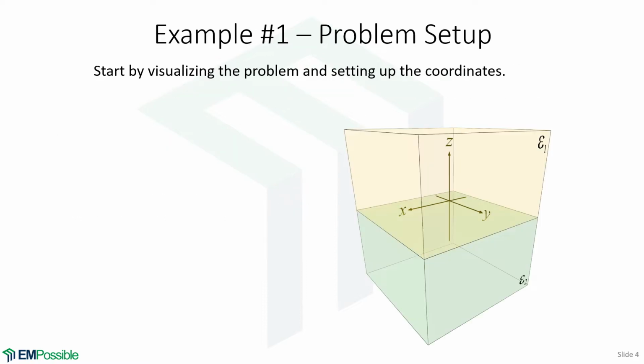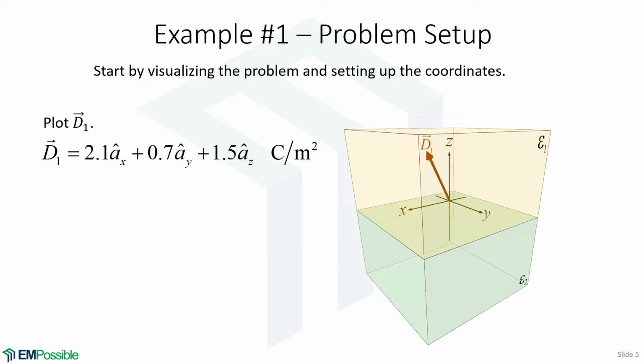For these types of problems, I always like to start by visualizing the problem. Maybe a little bit more challenging here because it's in 3 dimensions, but we can see we have a top medium with permittivity epsilon 1 that was given to be 2.0, and the bottom medium epsilon 2 given to be 4.4, and we've drawn a right-handed coordinate system, so x cross y is in the z direction. So start by plotting D1 because that's what was given here, and the units is in coulombs per meter squared. So we see that D is off in some direction.